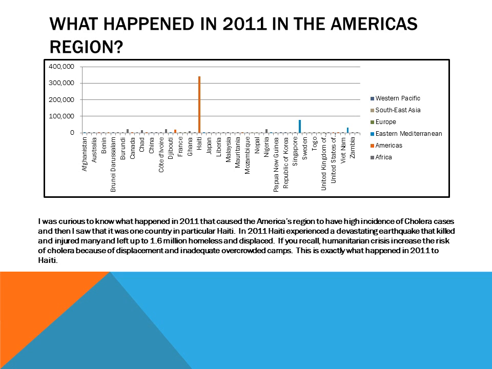I created another graph just to separate the countries. I wanted to isolate all the countries to see what happened in the Americas region. So as you can see, Haiti is the one country in the Americas that has an outlier. I wanted to know what happened to Haiti in 2011 and why this outlier is there. And of course, we know that Haiti experienced a devastating earthquake that killed and injured many and left up to 1.6 million homeless and displaced.